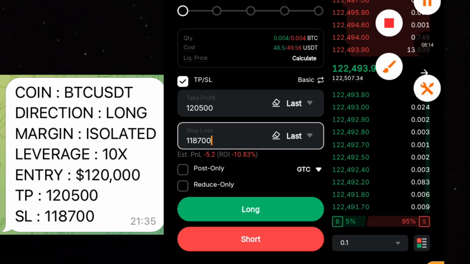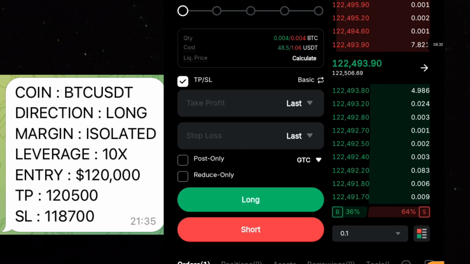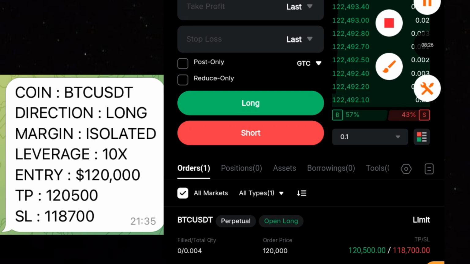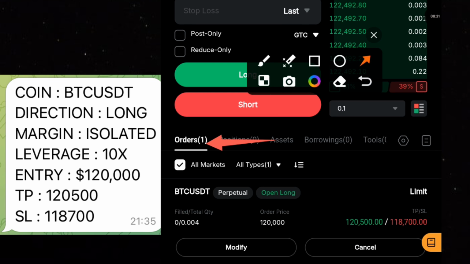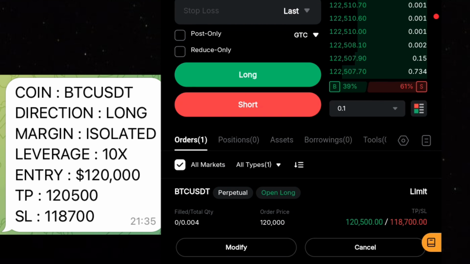The next thing you do is click on long. You can see the order has been submitted. The order will remain in the area where you find orders, waiting until Bitcoin comes down to $120,000. Immediately Bitcoin comes down to $120,000, it will move to where you can see positions. So guys, this is exactly how to use a futures signal you find in any group.